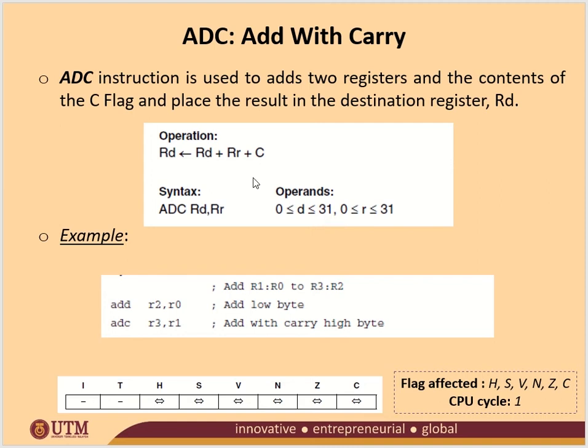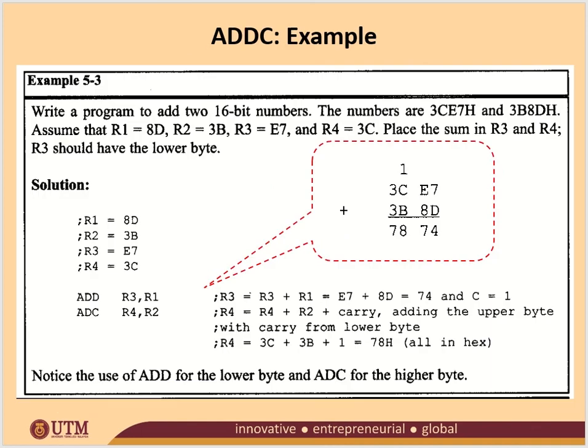But here, in this addition, you need to involve the carry. So this is your carry: Rd plus Rr plus C, and put the result in your Rd, in which your C flag is coming from your status register, the current value of your C flag. Alright, let's look at the examples here.